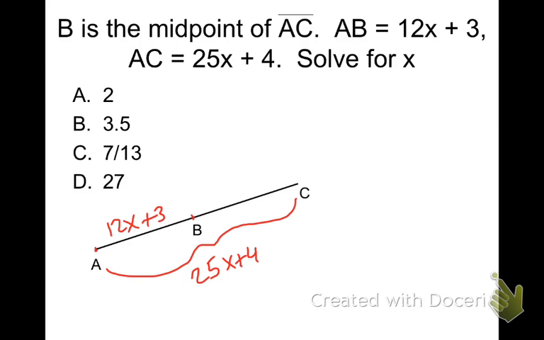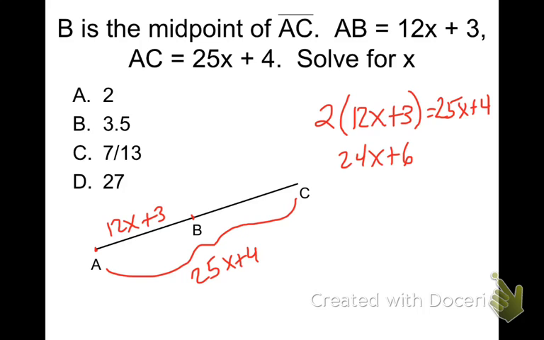There's a few ways to solve for x, but we know that 2 times the distance AB should be the same as the distance AC, 25x plus 4. Distributing the 2, 24x plus 6 equals 25x plus 4. Subtracting 24x from both sides leaves an x on the right. Subtracting 4 from both sides leaves us 2 on the left. And we've solved for x. X equals 2.